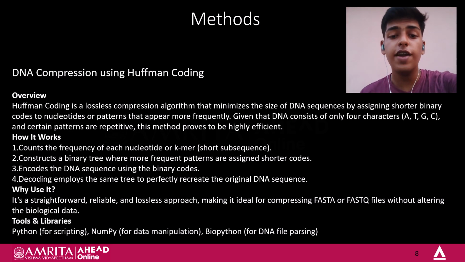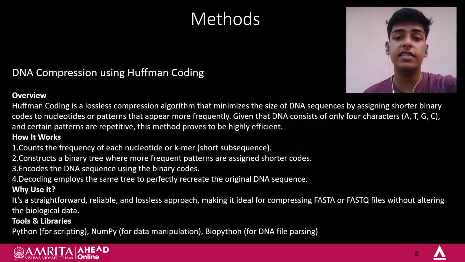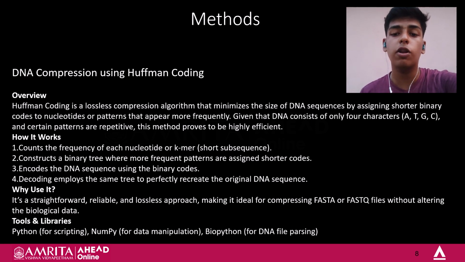Huffman coding. Huffman coding is one of the most well-known lossless compression algorithms, and it works especially well with DNA. Since DNA contains only 4 characters A, T, G and C, there is a lot of potential to reduce file size by assigning shorter binary codes to more frequently occurring bases or patterns.